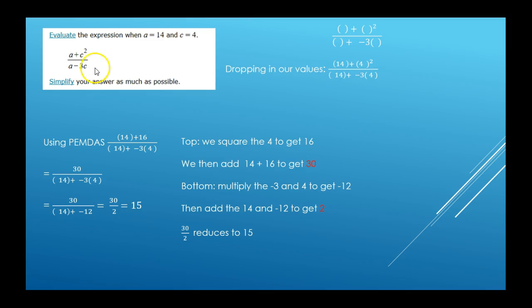On the bottom, I have a multiplication here. 3c means 3 times c. And then the subtraction or addition of the opposite. So I'm going to do the multiplication first. So the opposite of 3 times 4 gives me the opposite of 12. So then I have 14 plus the opposite of 12, which gives me 2. Then the 30 over 2 reduces to 15.